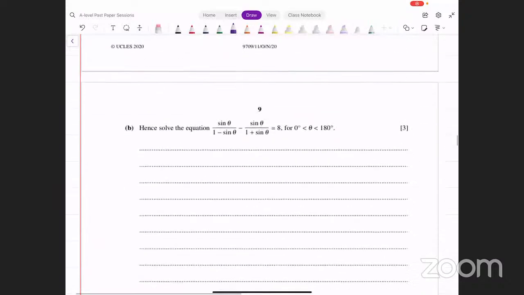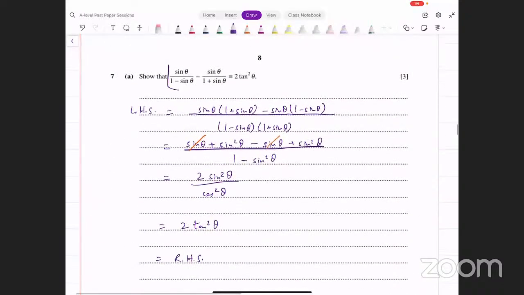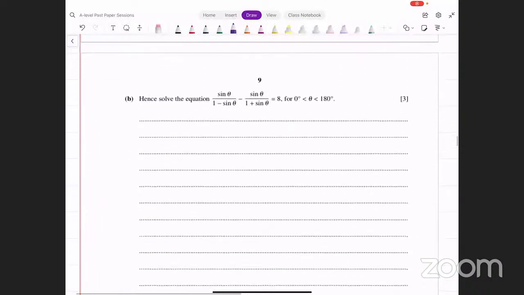Part B में हमें क्या करना है? Equation solve करनी है. अब left side देखें, it's exactly the same as this thing. हम इसकी जगह 2 tan square theta लिख सकते हैं. And that equation becomes 2 tan square theta equals 8. इसको solve करना है theta between 0 and 180. Let's solve this.